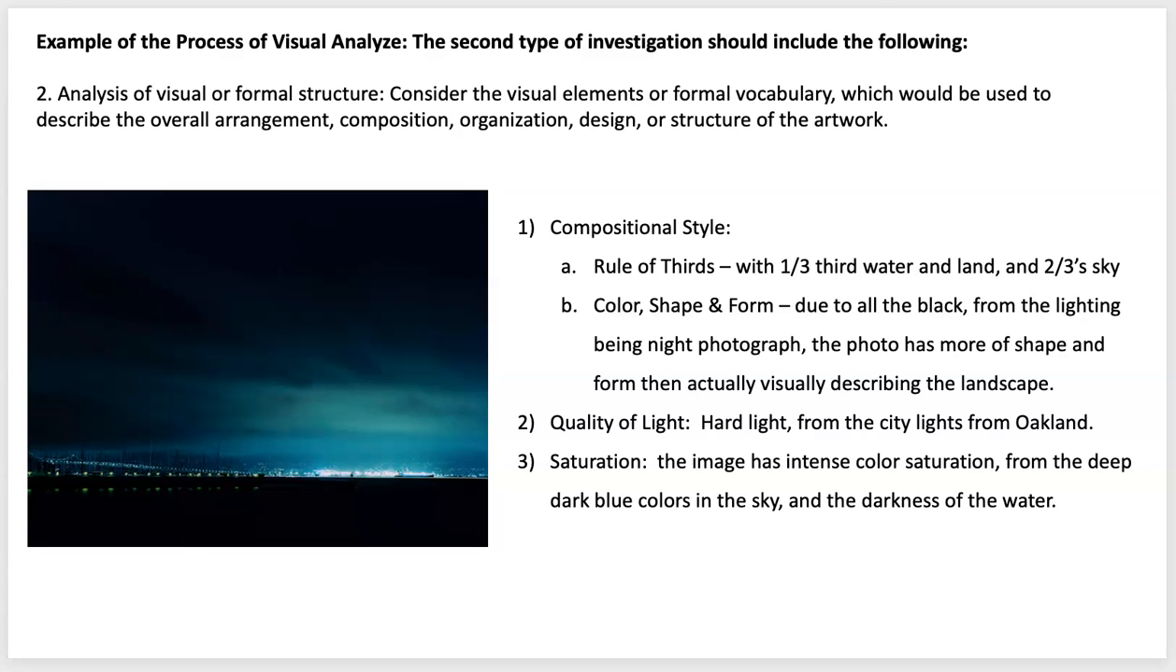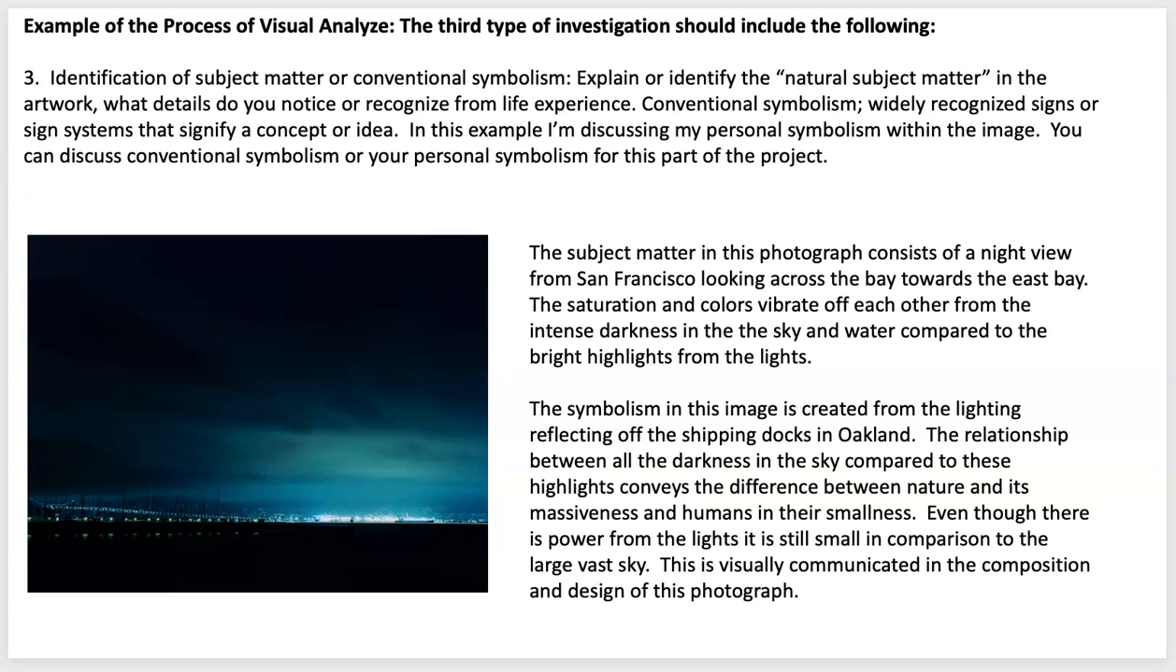So you'll apply the second type of investigation and talk a little bit about the visual elements. So the vocabulary that we've been going over, talk about the composition, the quality of light, saturation, different concepts around really visually investigating the formal elements, the structure. And then you'll move on, and again, you'll be doing this for the photographer's work and your work. And you'll talk about the subject matter and the conventional symbolism or what you think it means, right?